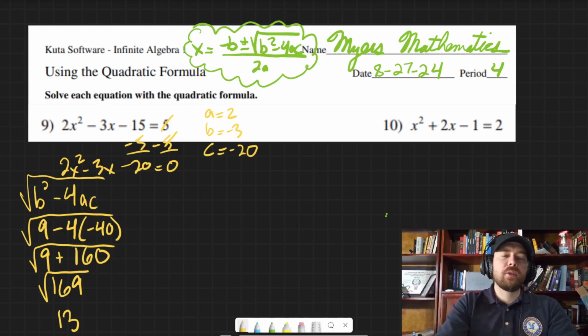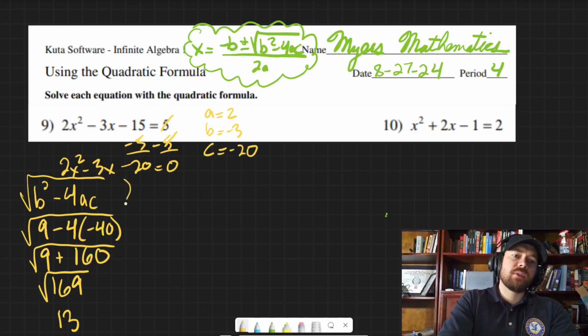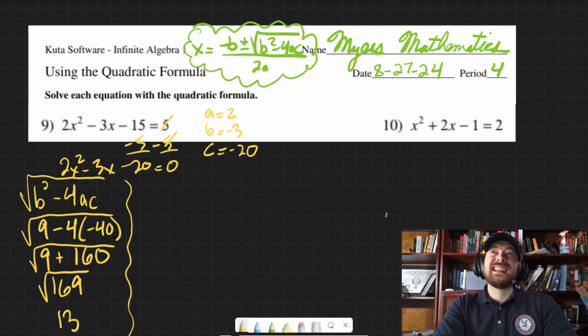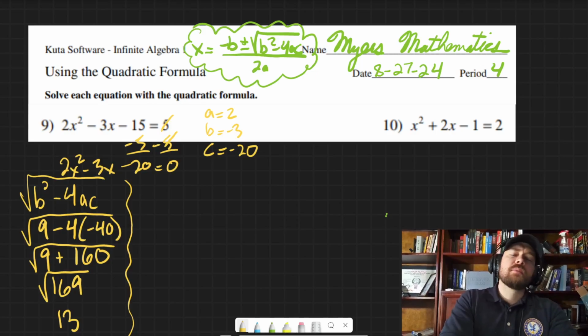So, yeah, 13. Okay, so we're not done, though. The answer is not 13. The 169 is technically the discriminant, because the discriminant is the part of the quadratic formula that is under the radical. However, kind of like the discriminant is the 13. So kind of, sort of, more or less.